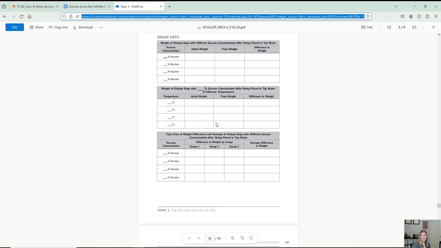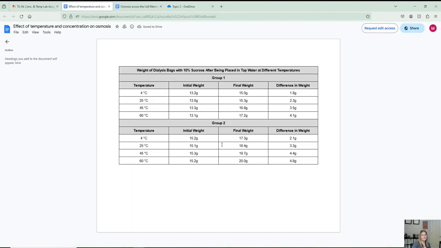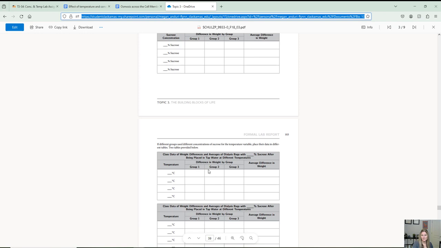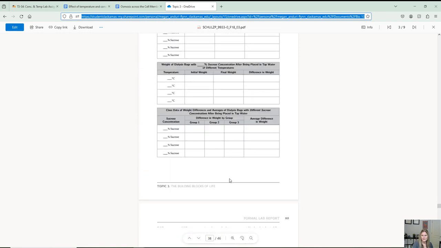For this second part, since we're not performing the temperature lab, you will need to transfer the data from this link. Since we want to make sure that you don't have to do both experiments and collect data from that, we have the data for you. So you're going to take this information and transfer it over. That actually goes, I'm sorry, not here, but here.